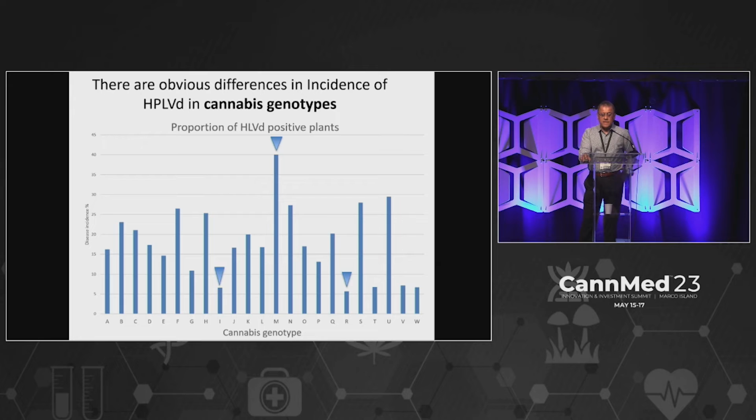The good news is that there are differences amongst cannabis chemovars or genotypes in response to this disease. This shows you the relative frequency of infection. The bars indicate how much infection you had, and you can see with the lower bars, the two arrows on the bottom, there seem to be some genotypes that have a better ability to withstand this disease than others. Very good news for breeders.